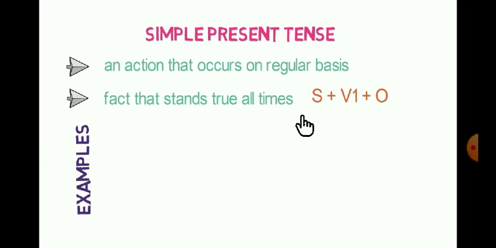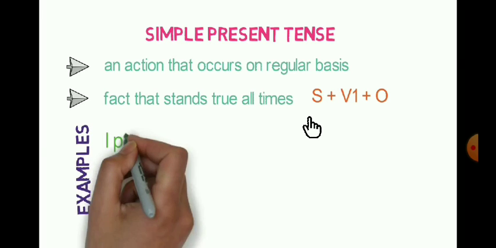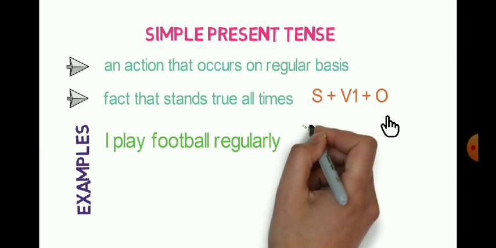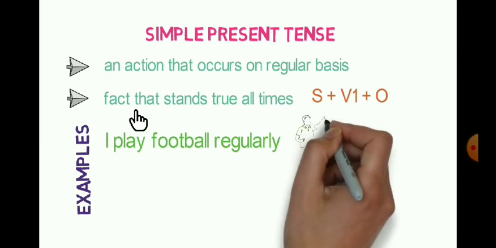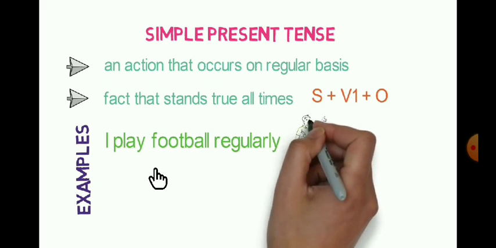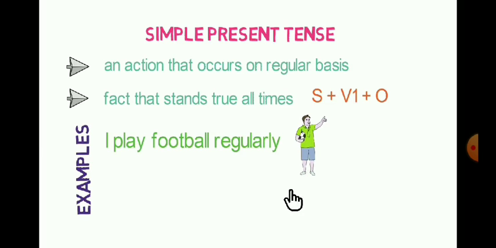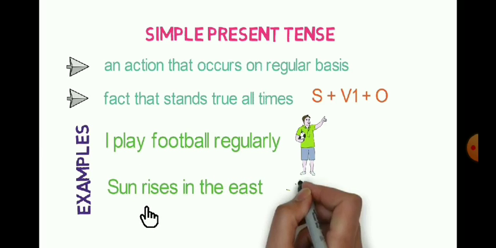Okay, so what is the sentence structure? Subject plus verb in the form of one plus object. So it is the sentence structure. Okay, and here we have an example, I play football regularly. So this person plays football regularly, so it is called the simple present tense. So he does the thing regularly without any miss, without giving up a single day's holiday, he does this regularly. Okay, another, the sun rises in the east.